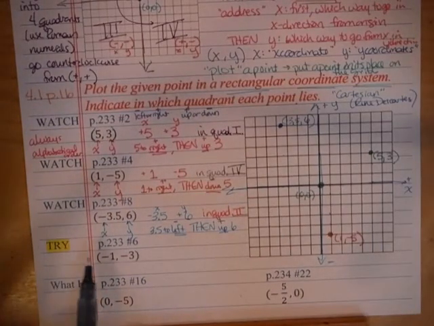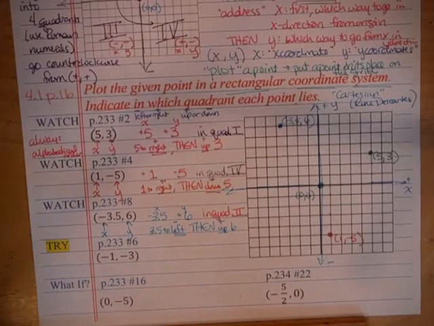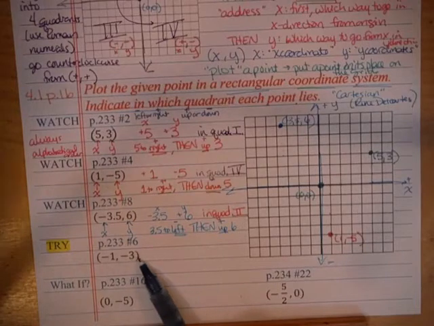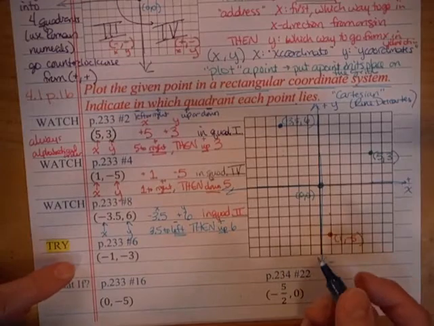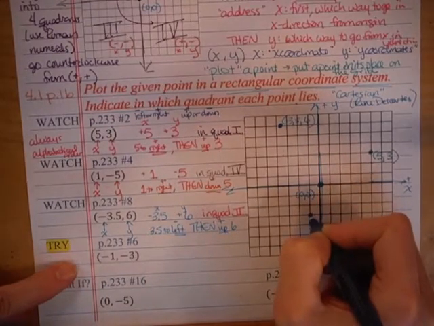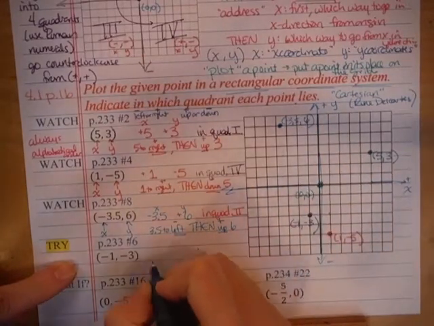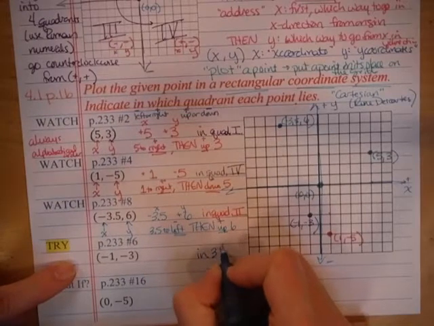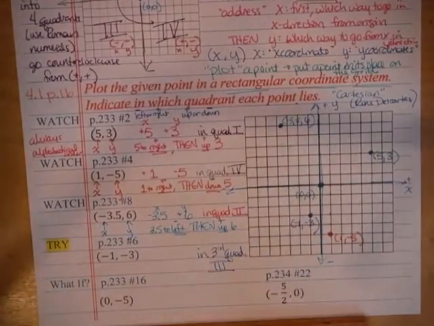So your chance here to try one, number 6. Pause the video, come back when you've plotted it. Remember, we're looking for both where it is on the graph as well as what quadrant it is in. Okay, so the answer for the try problem number 6, it should be at negative 1, negative 3. So there's the point negative 1, negative 3, and that is in the third quadrant, which we would write as Roman numeral 3.